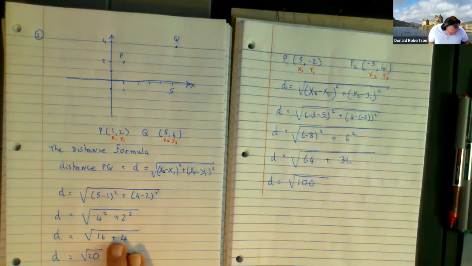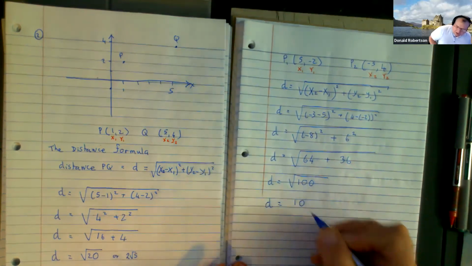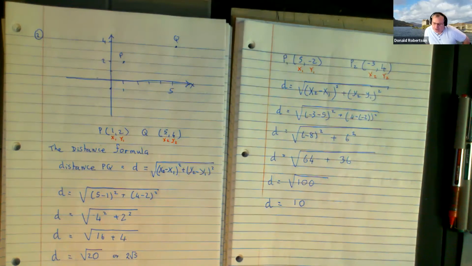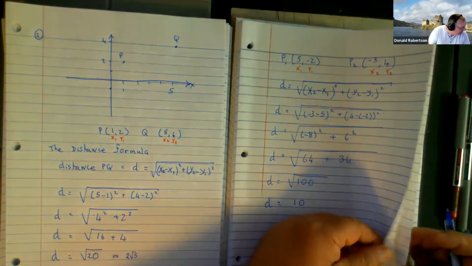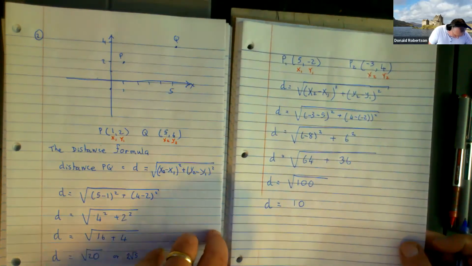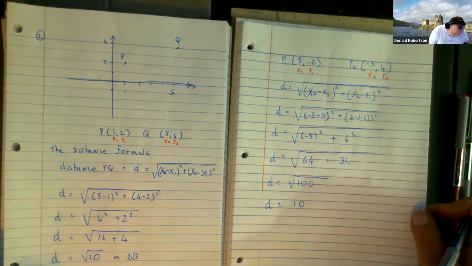Now, it's okay to leave the answer as the square root of 20 because there's not really much you can do to it. But sometimes, and this is one of those sometimes, you do get an answer that has a perfect square root. So the square root of 100 is 10, and that's what you would use. So that is how you find the distance between 2 points. You use what's called the distance formula, and there's 2 examples for you.